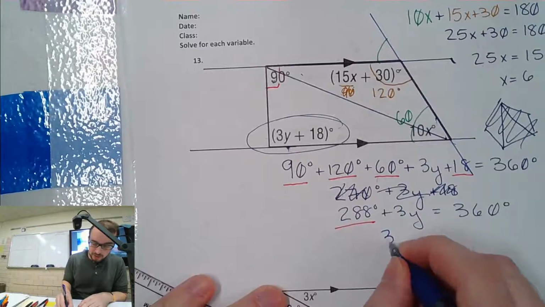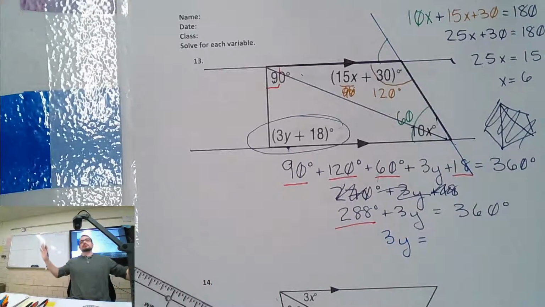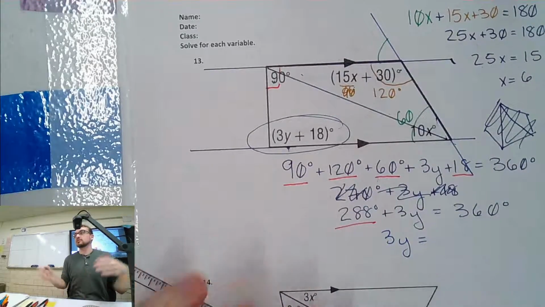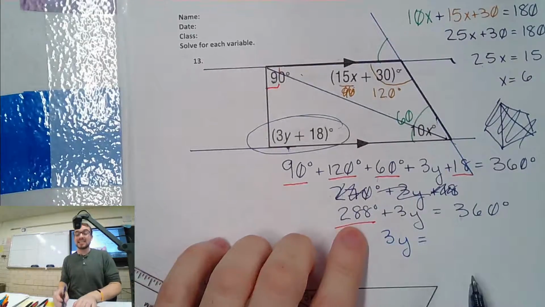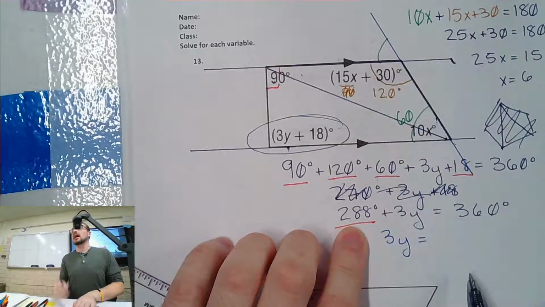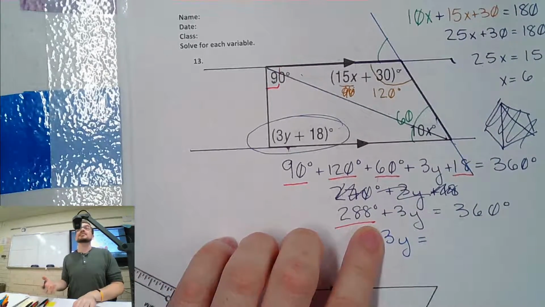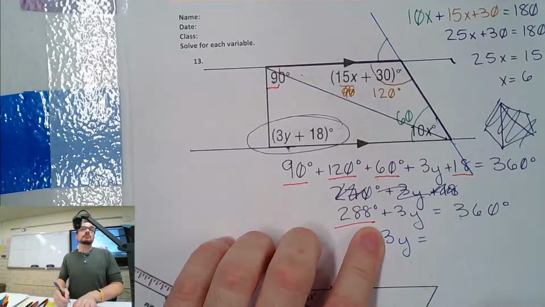All right, so now I subtract 288 from both sides. Pause. Let's subtract 200 from 360. How much is left over? 160. Subtract 80 from 160. 80. Subtract 8 from 80. 72.